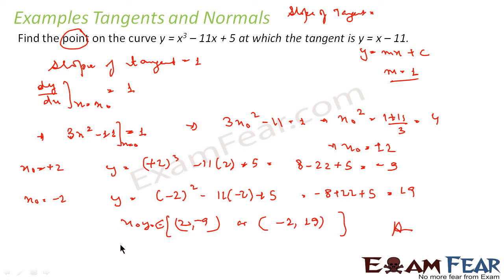Very simple. See, here also we did the same thing. We found the slope of tangent. Once we have the slope of tangent, we found dy by dx at x equal to x naught, and we equated that with the slope of tangent, and we found the value of x naught. So once we have x naught, we found the value of y naught.